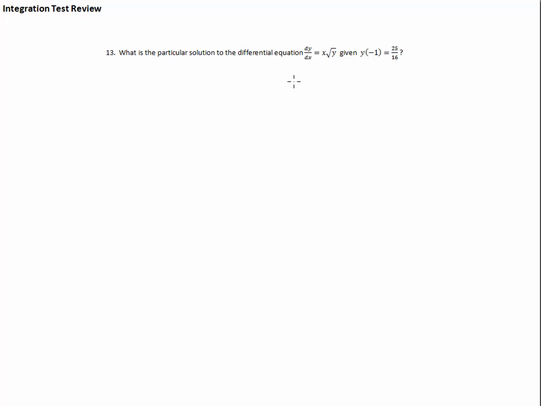All right, 13. Okay, same exact question, just worded a little bit differently. What is the particular solution to the differential equation dy over dx equals x times the square root of y, given that if I plug negative 1 into my original equation, I should get an answer of 25/16? Okay, so first, let's find our original equation y.